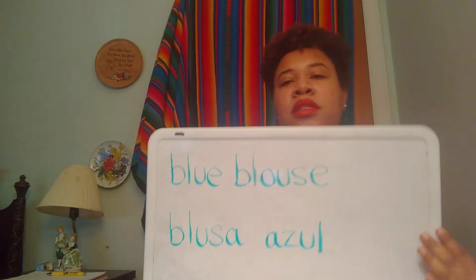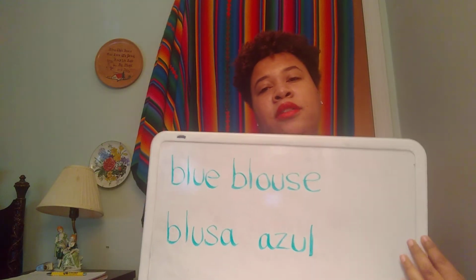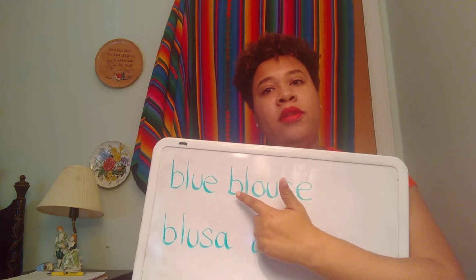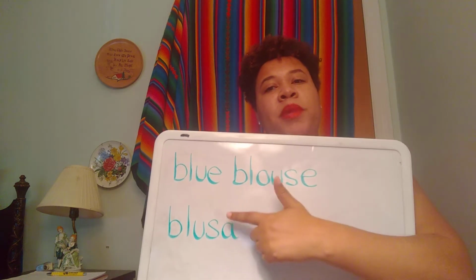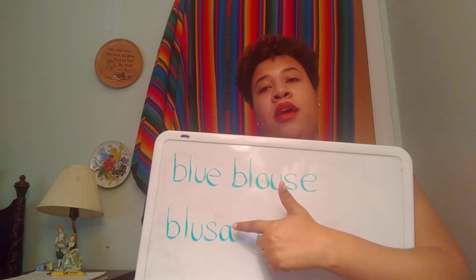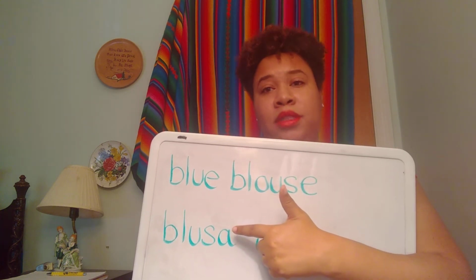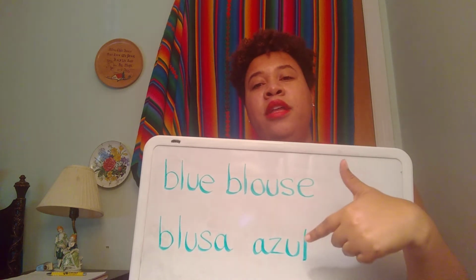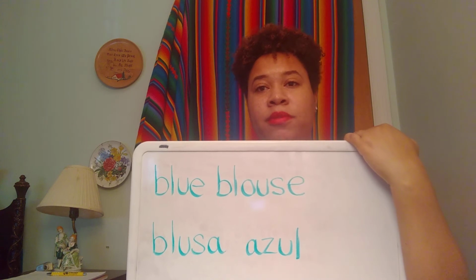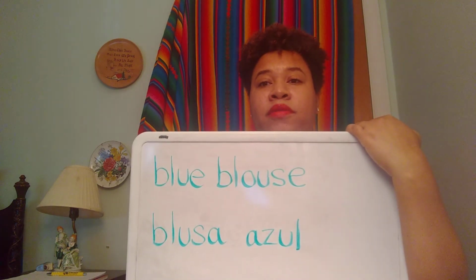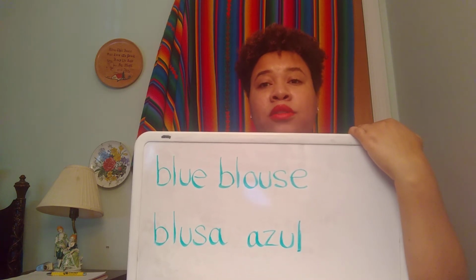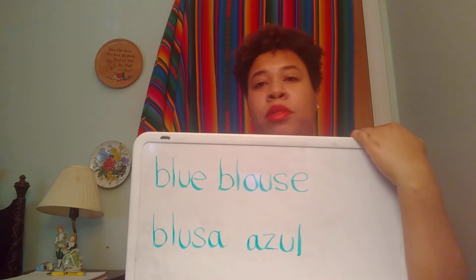The difference is that blue is an adjective right here, and the adjectives come before the noun in English. But in Spanish, blusa is blouse. Blouse is the noun. And the nouns come first in Spanish, and then you describe them with the adjective after. So I'll name a couple examples, but this is one example of that. Blue blouse becomes blusa azul, not azul blusa.